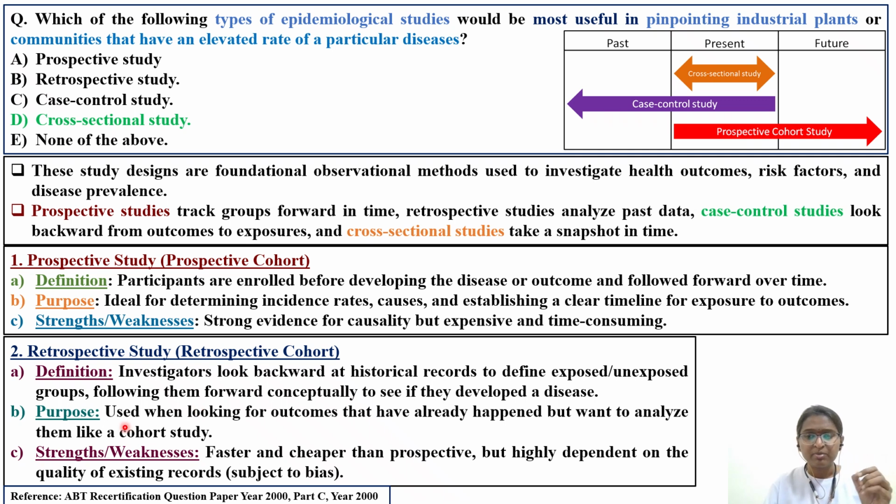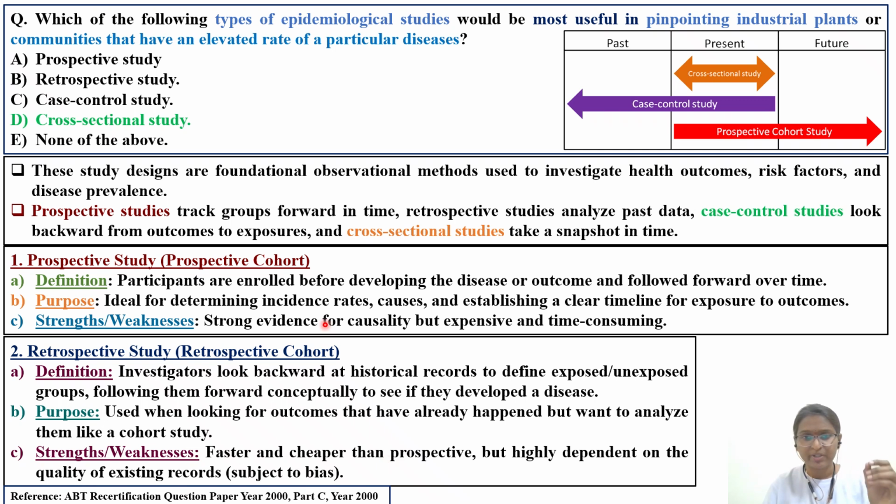Okay, the main purpose of conducting a retrospective study is when you are looking at outcomes that have already happened, the incident has already happened, but you want to analyze them like a cohort study. You want to understand what the exposure was, how many people got exposed, what the population is, a specific population or gender, like that.